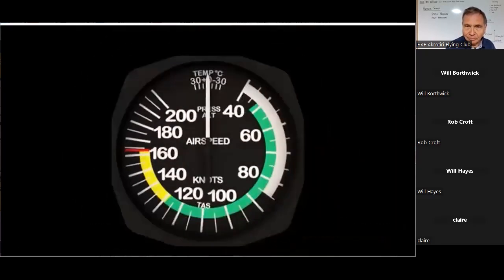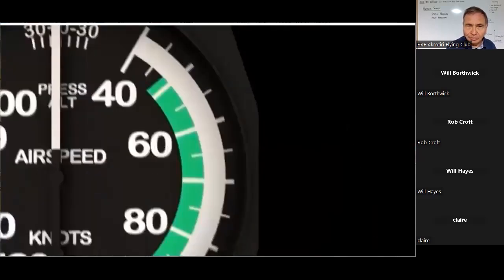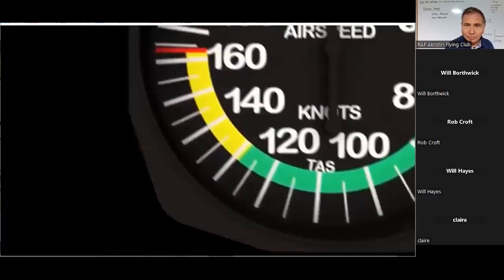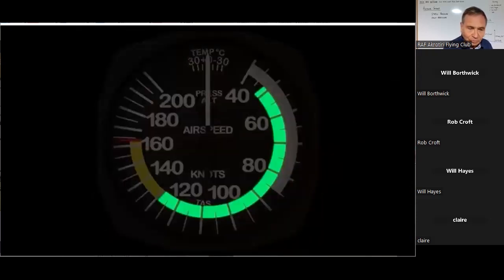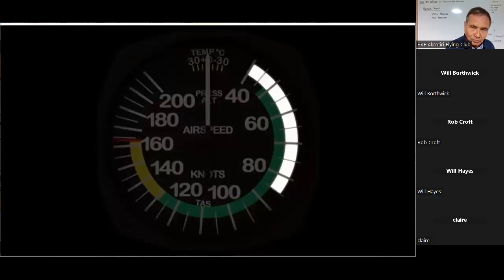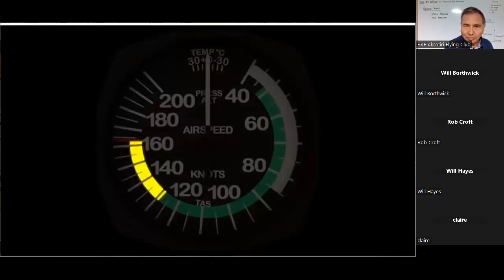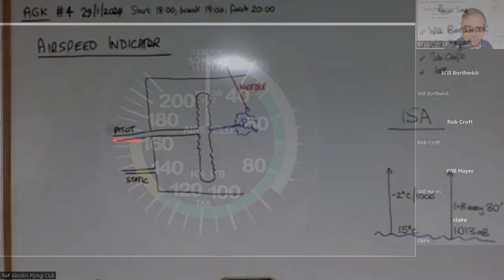The face of the instrument displays color-coded speed ranges that the pilot should be aware of while they fly, to avoid exceeding any limitations of the aircraft. The green arc is for normal operations. The white arc is when you're allowed to extend the flaps. The yellow arc is limited to flight in smooth air only. The red line indicates the maximum allowed speed.